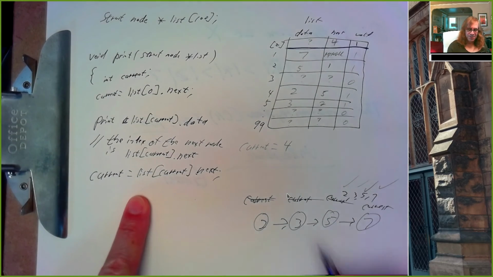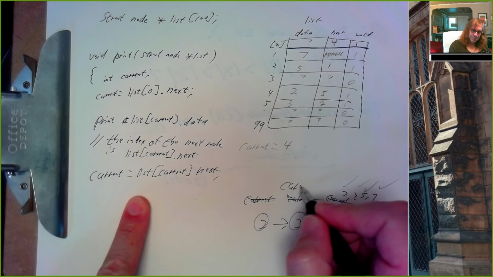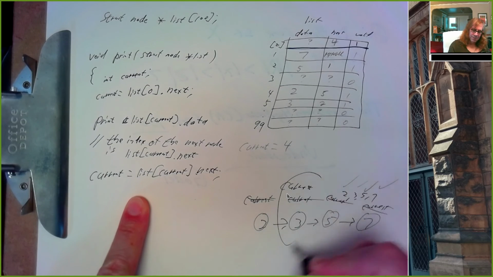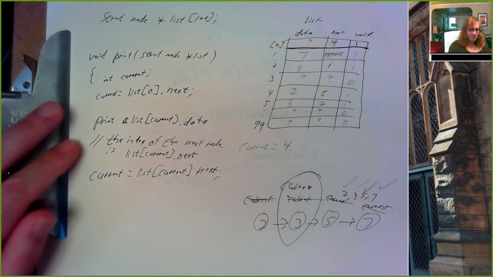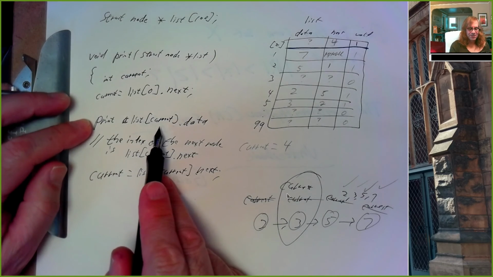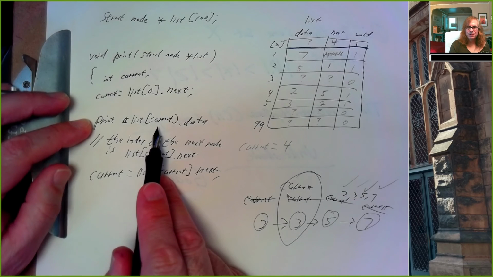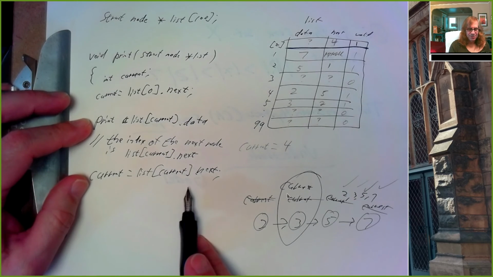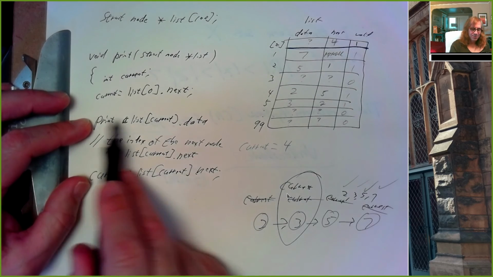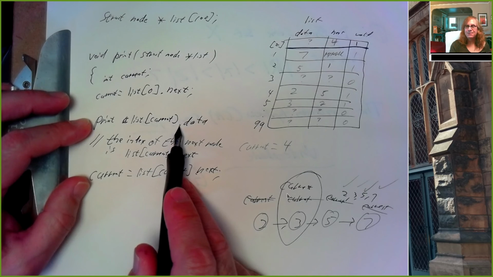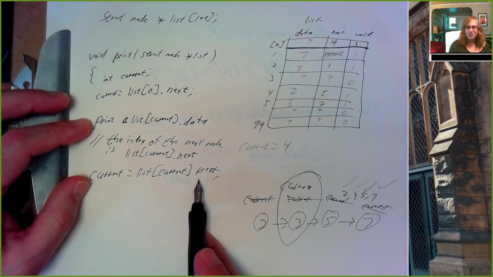Well, once I do this, current is this 3 node. How do I print its data value? Print list[current].data. How do I move to the node after that? Current equals list[current].next. That'll move me to here. How do I print that node's data? Print list[current].data. How do I move down? Current equals list[current].next.